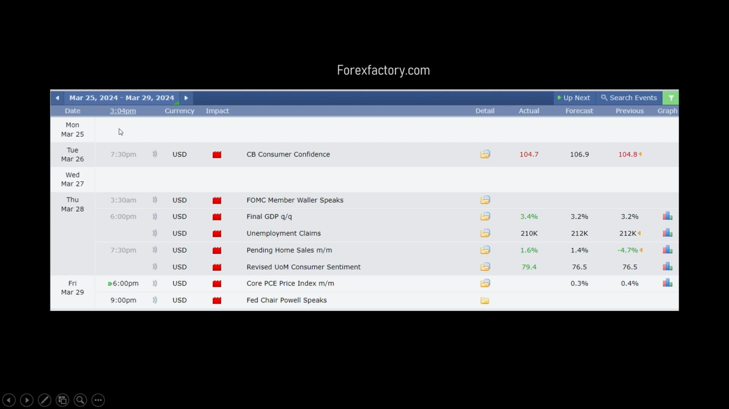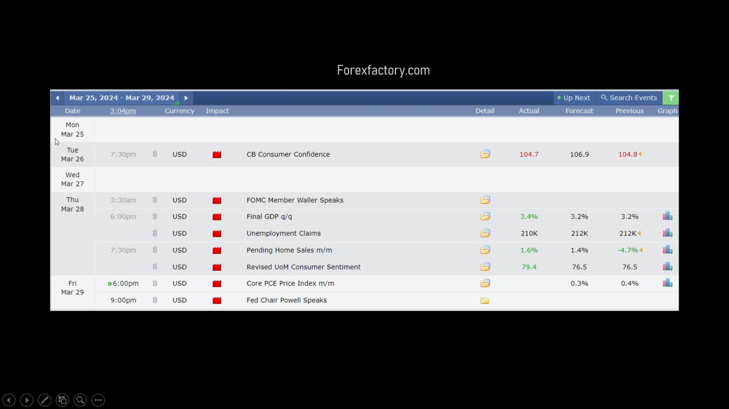So what you learn here is that if we don't have any high impact news, we can ignore that trading day, and on the day when we have high impact news, we can look for a setup that day. So this is my weekly plan. That's how I do my weekly plan.